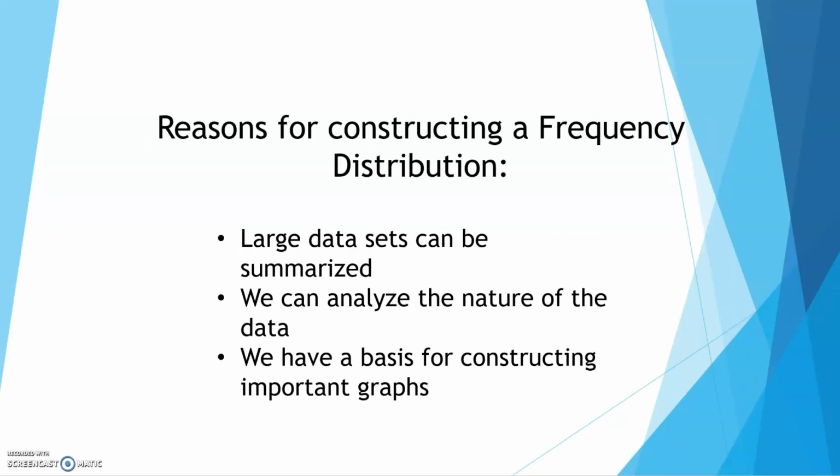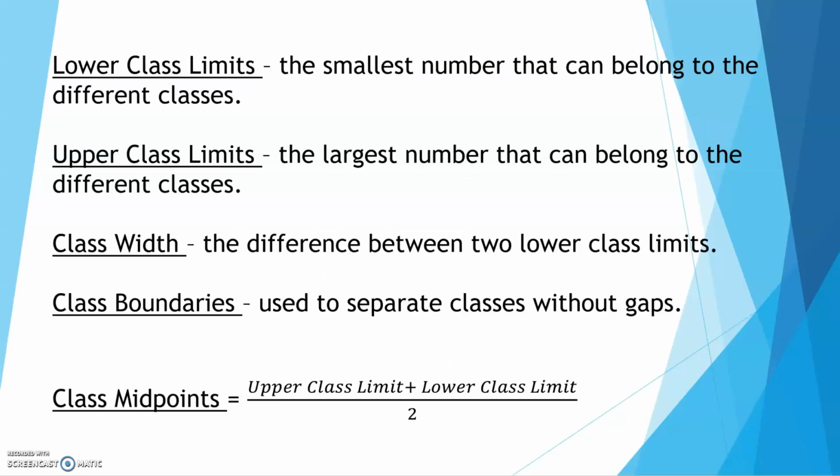Now, the reason you would want to have a frequency distribution, well, number one, if you've collected a whole bunch of data, and you just look at a whole bunch of numbers on a sheet of paper, that won't really tell you very much. So if you put it into this table, then you can summarize and see at a glance what's going on. It'll also show you the nature of your data or the shape of your data, which will be important later in this class. And it'll also be a basis for constructing other graphs, which we'll do in a little bit.